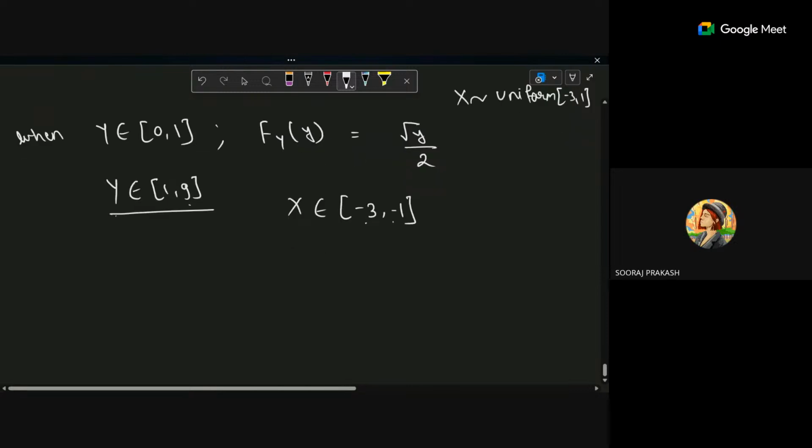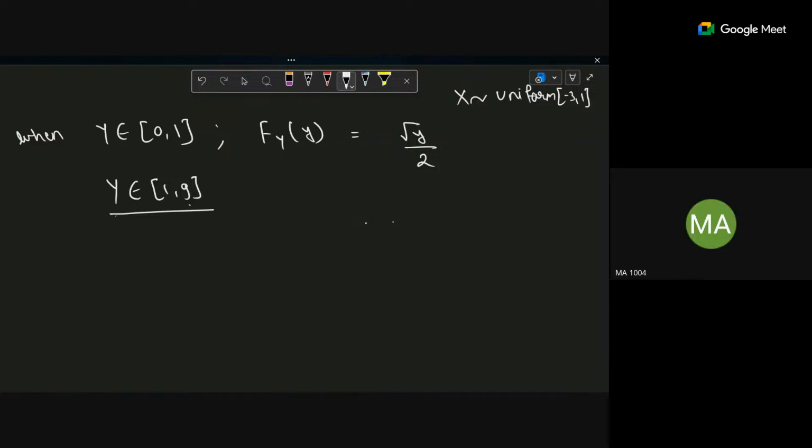Ma'am, the range of y will be given in the question, right? No, you have to estimate it. Actually, this question was given in the first lecture of week 5, and that is why I got confused about where we have to adjust the range. That is why I asked this question. Okay, no problem. This is the question from the lecture.